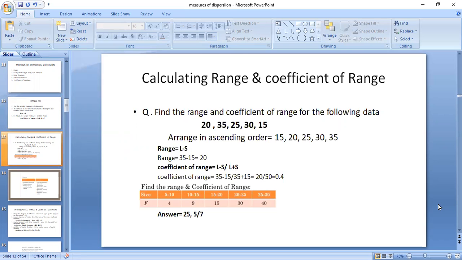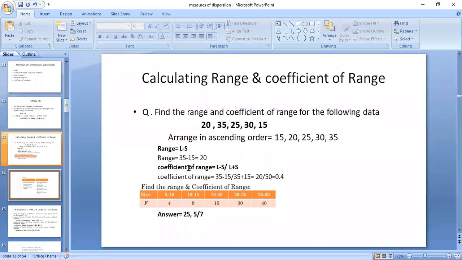Now the procedure of calculating the range and coefficient of range. We will discuss it with an example. In the given example, find the range and coefficient of range for the following data. The data set includes 20, 35, 25, 30, and 15. First of all, we will arrange it in ascending order like 15, 20, 25, 30, and 35. Now the largest value is 35 and the smallest value is 15. So for range, we will subtract 35 minus 15. So our range will be 20.